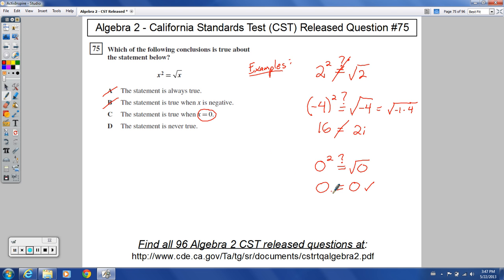So is it never true? We found one case where it was true. So even if we just got one, we can't say it's never true. We can say, though, that the statement is true when x equals 0. Number 75, choice C.